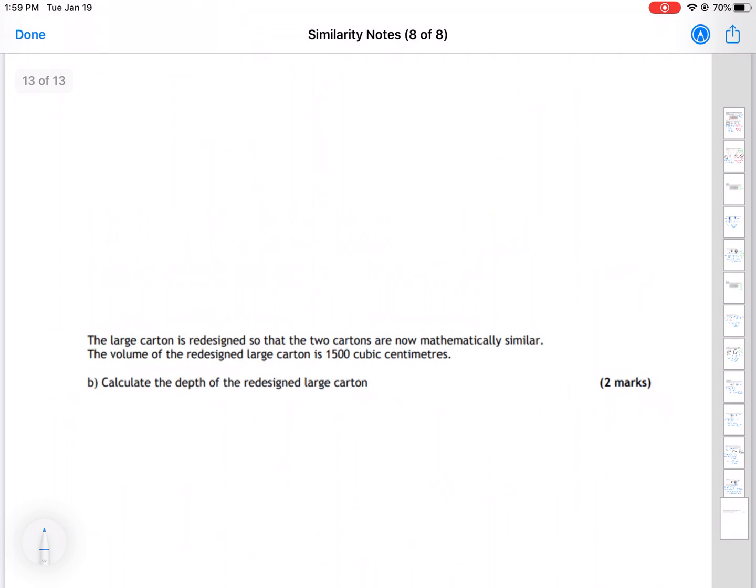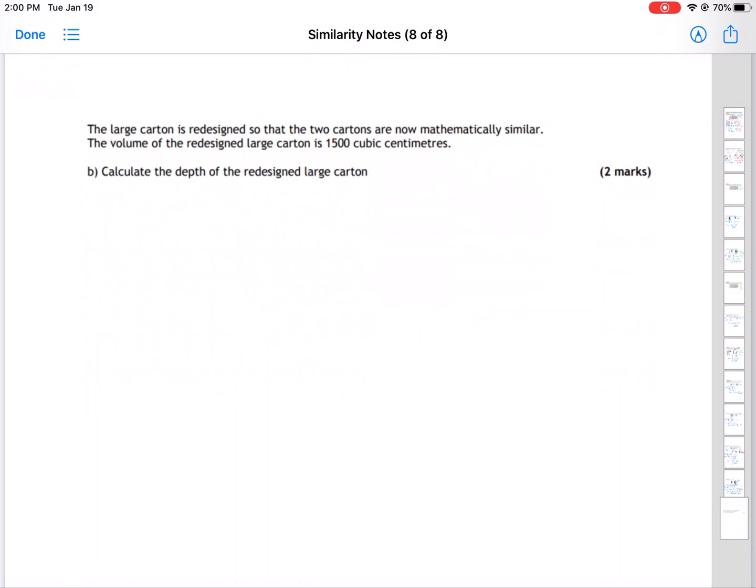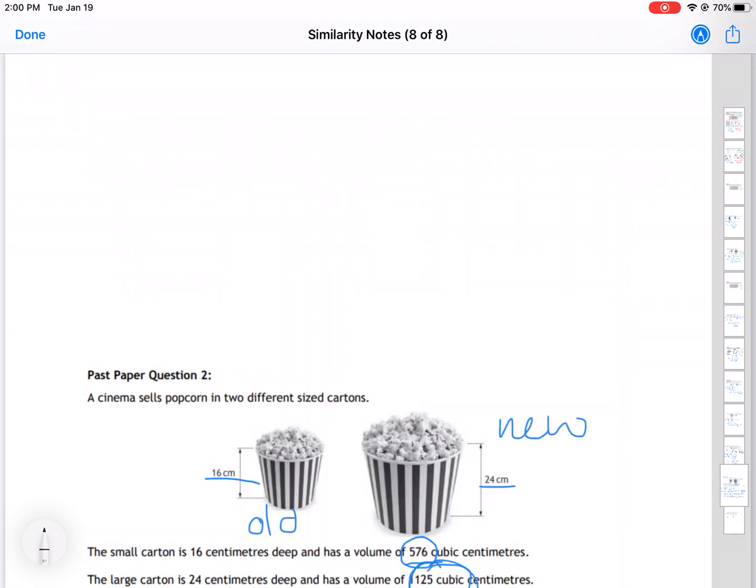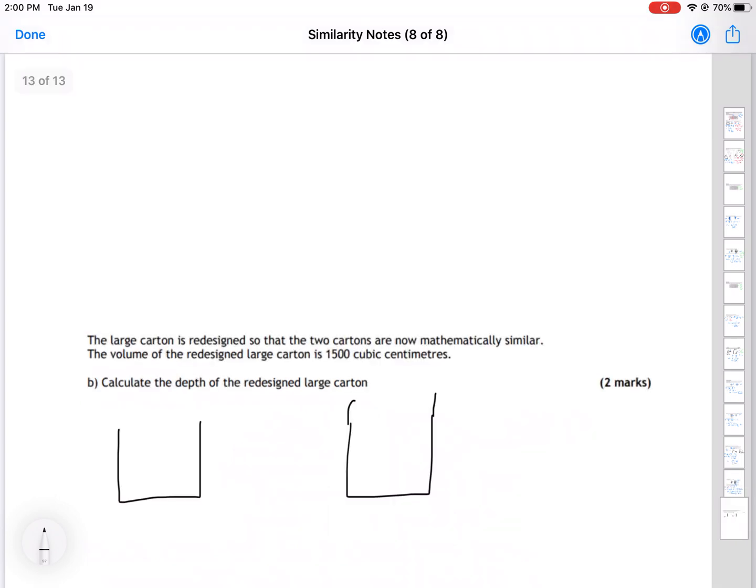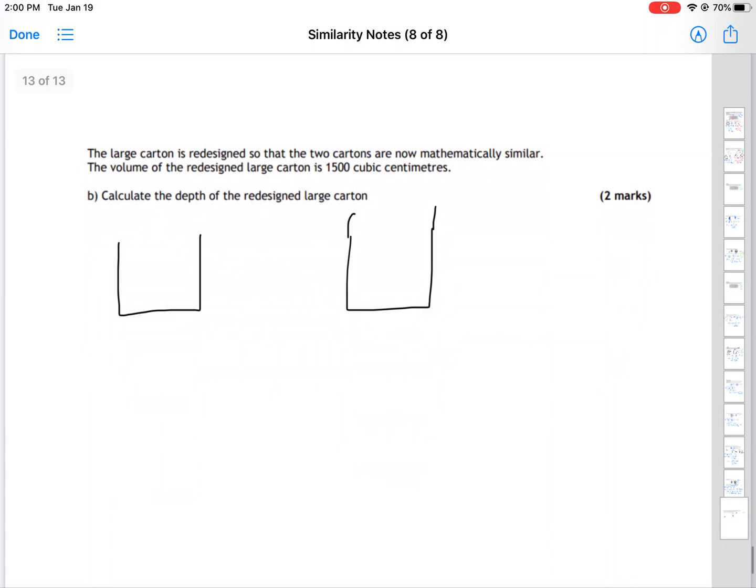Now, part B for this question, the larger carton is redesigned so that the two cartons are now mathematically similar. The volume of the redesigned large carton is 1500 cubic centimetres. Calculate the depth of the redesigned large carton. So what we have here is essentially the same question, two cartons. The first carton has stayed exactly the same. So it's 16 centimetres tall and 576 cubic centimetres in volume.